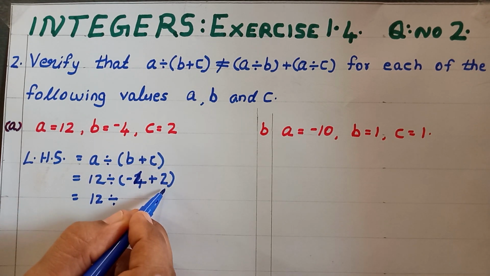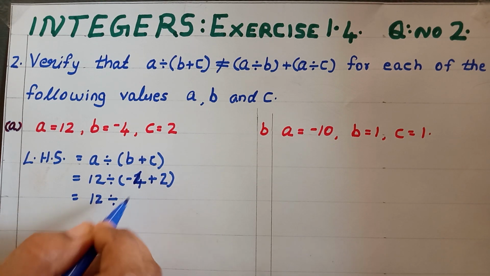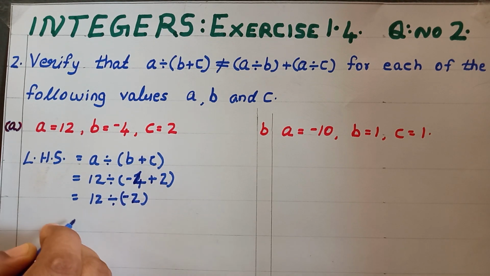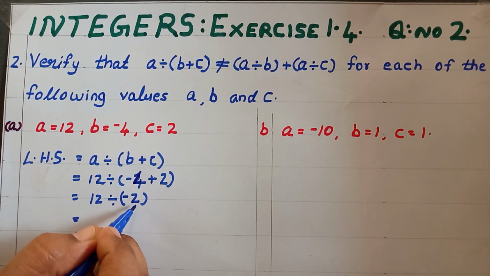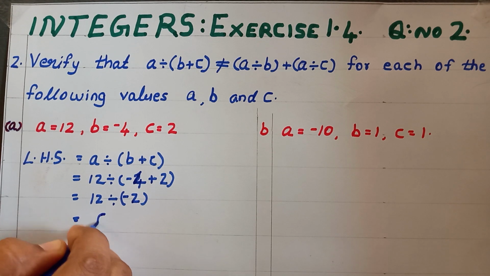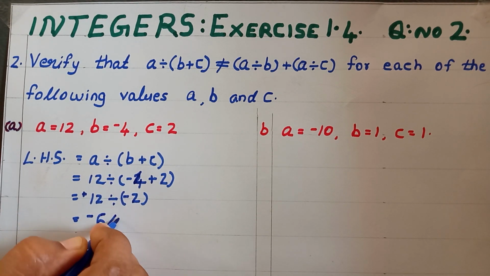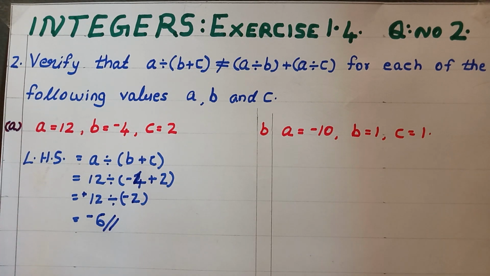Minus 4 plus 2. Use the rule for addition of integers, that is minus 2. So the answer will be 12 divided by minus 2 is 6. Positive divided by negative is negative. So negative 6 is the answer of LHS.